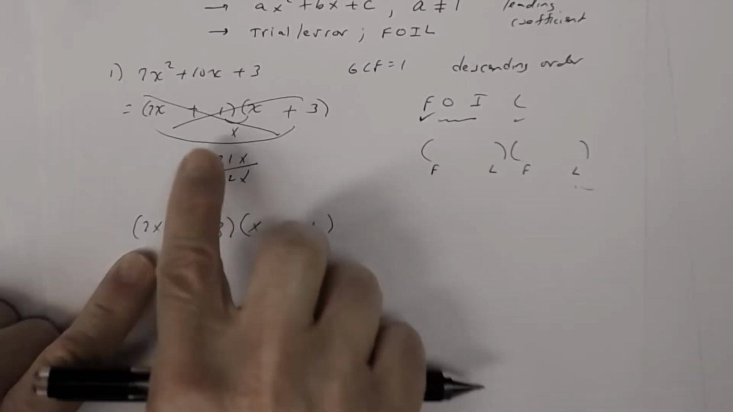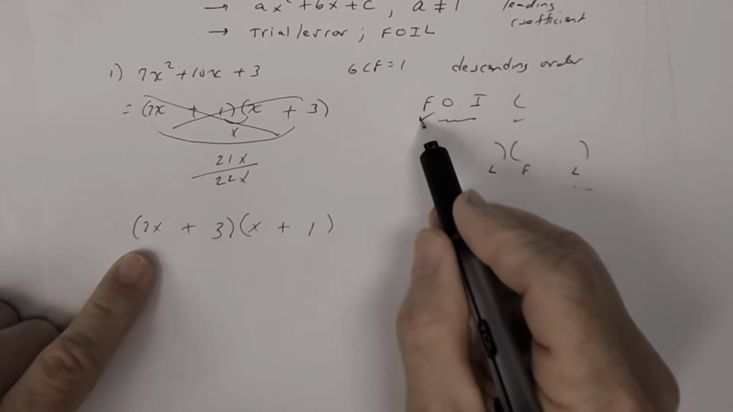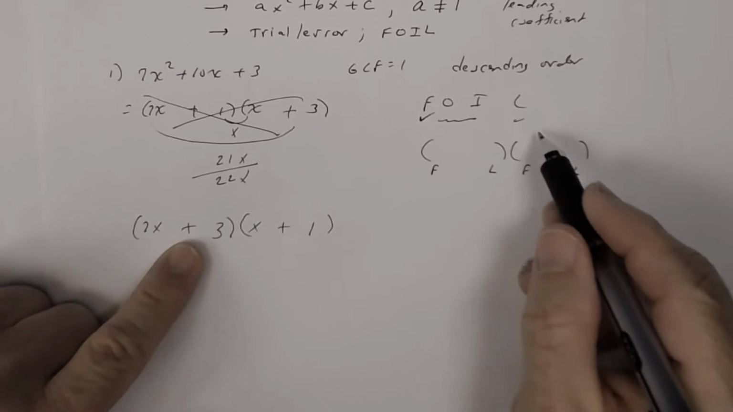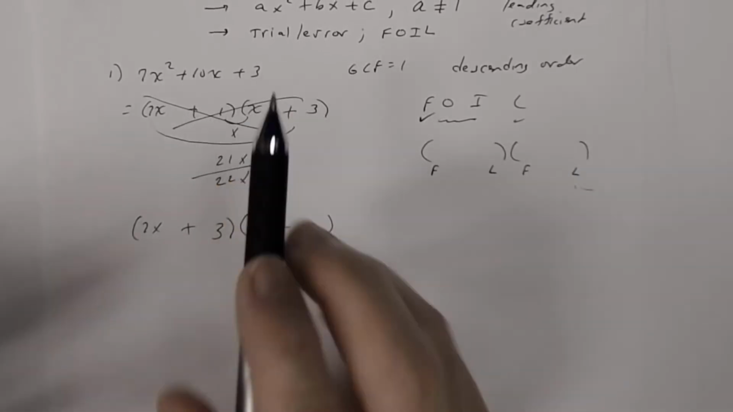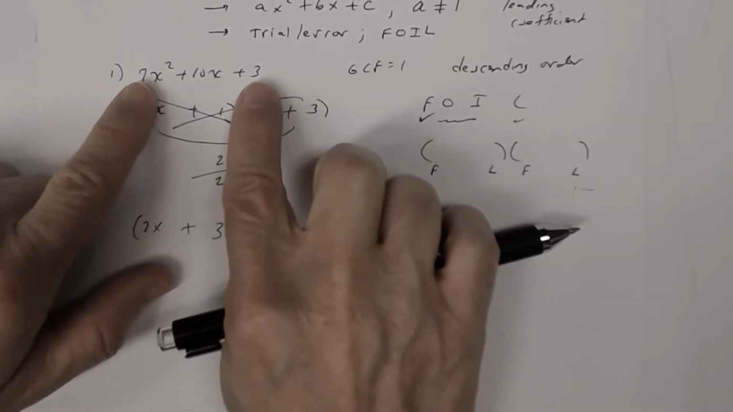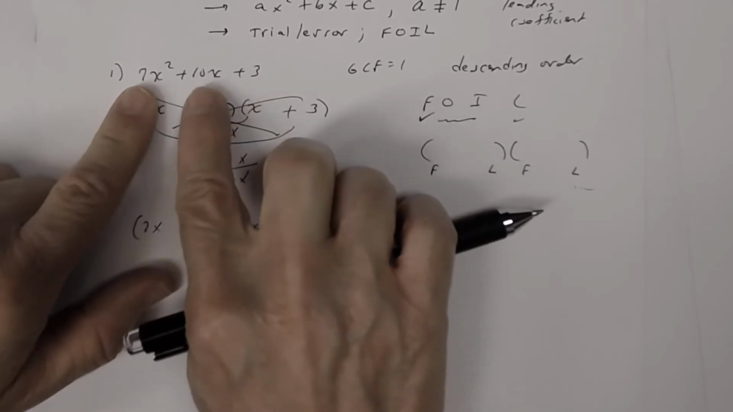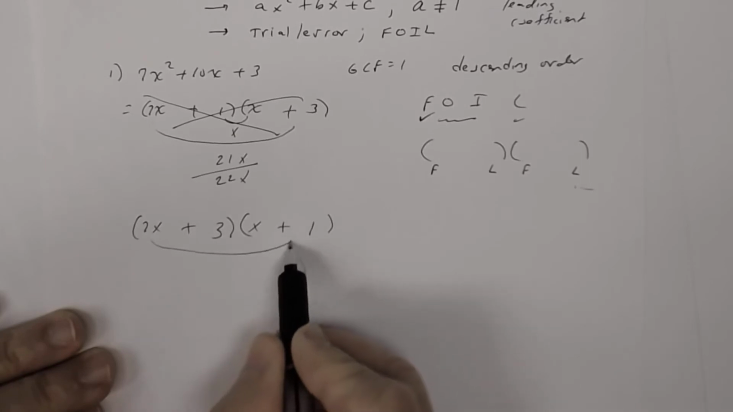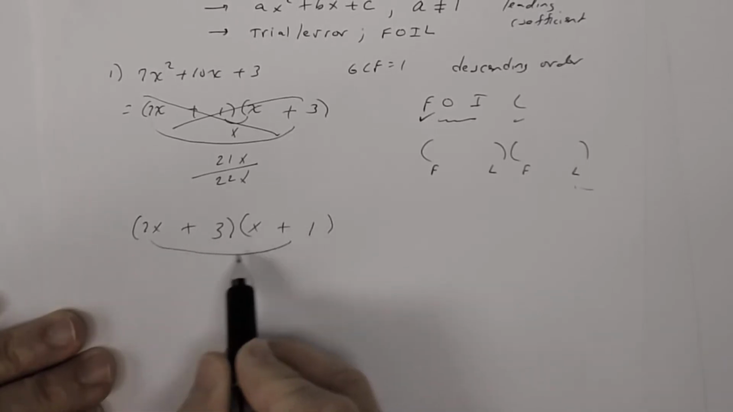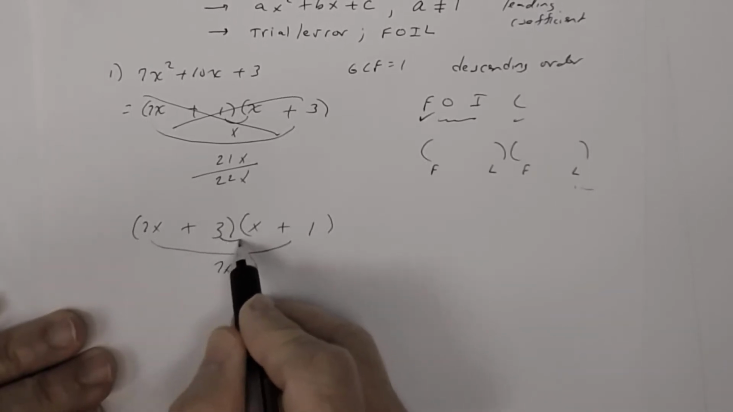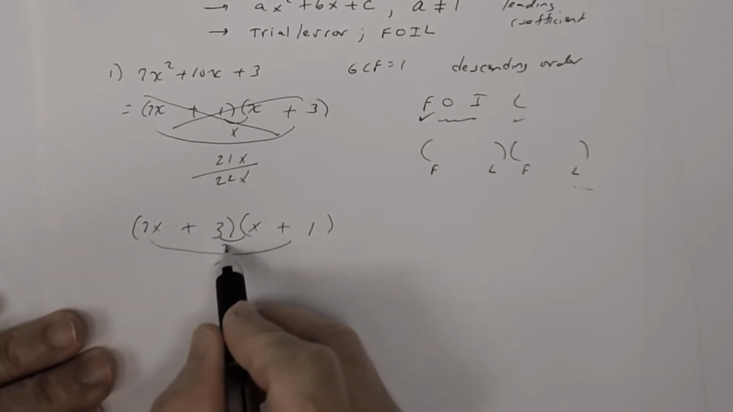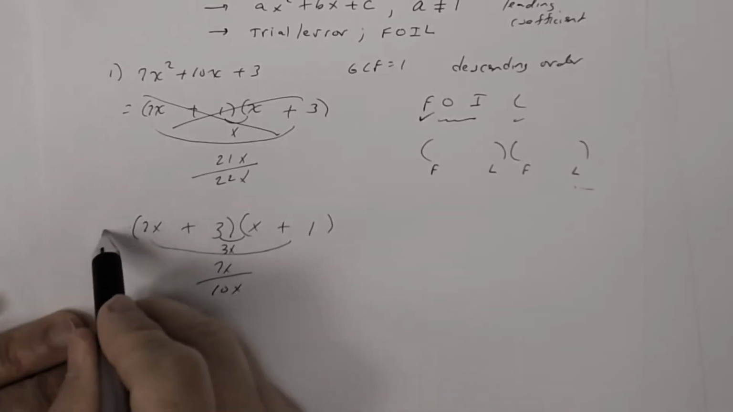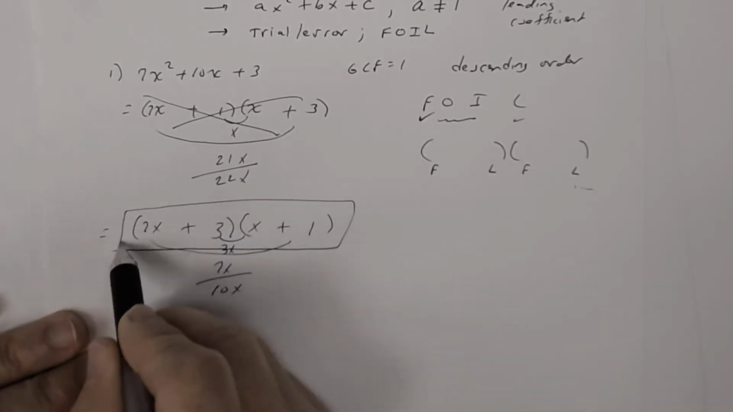7x times x is 7x squared. So we're good, right? So that's still a check here. 3 times 1 is 3. So we're good. That's still a check here. Now remember, we have the 7x squared and the 3, good. Now we got to check the 10x since that's the outer and the inner. So the outer, look at what I'm doing. The outer, 7x times 1 is 7x. The inner, 3 times x is 3x. And when I add them up, I get 10x, which is what I wanted. So this is correct. All right, so that's correct.